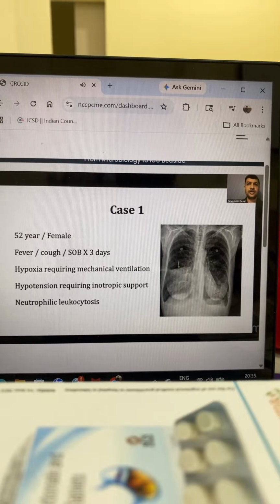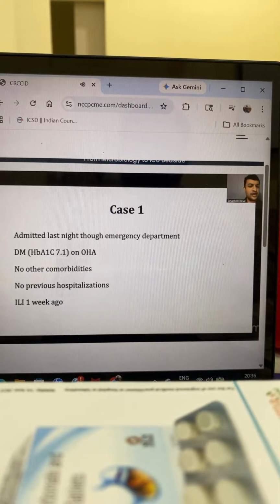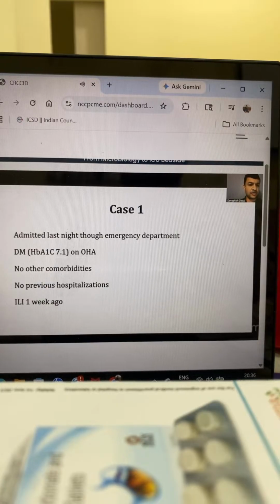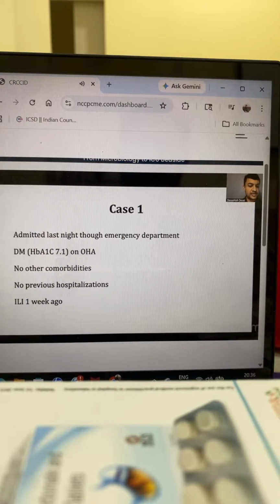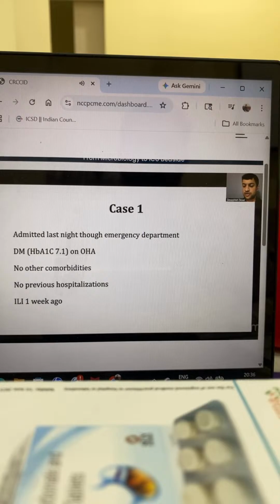Right? So this is your garden variety case of a community-acquired pneumonia, right? She has just come from that community. Last night she was admitted. She is a reasonably well-controlled diabetic, but no other comorbidities, no previous hospitalizations. She had an influenza-like illness 1 week back, right? So you answered the first question. There is an infection. Where is the source? It is the lung. Is it from the community? Yes, it is. This is pretty obvious, right?